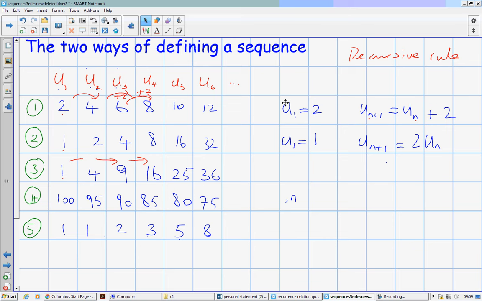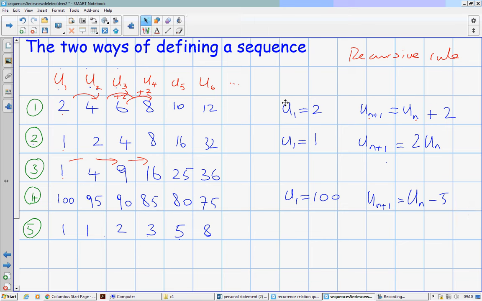Okay, so then number 4, we've got again U1 equals 100. In some ways, it's easier for this one now to come up with a recursive rule, wasn't it, in a way, than it was to come up with the nth term rule. Not that the nth term rule was terribly hard, but it is easier. U1 is equal to 100, and then U(n+1) equals to Un minus 5.